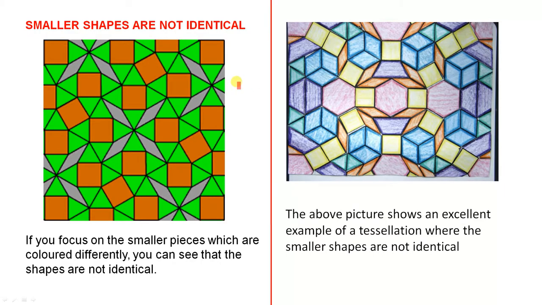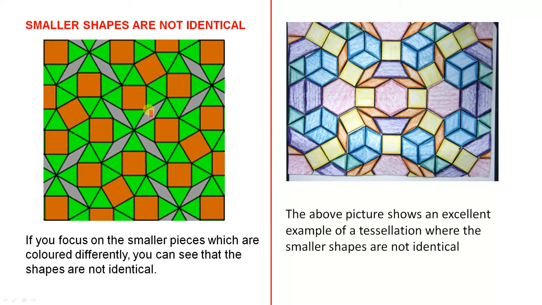Smaller shapes are not identical. If you focus on the smaller pieces which are coloured differently, you can see that the shapes are not identical. For example, here we've got a square, and here we've got a triangle, and here we've got something that looks like a diamond.